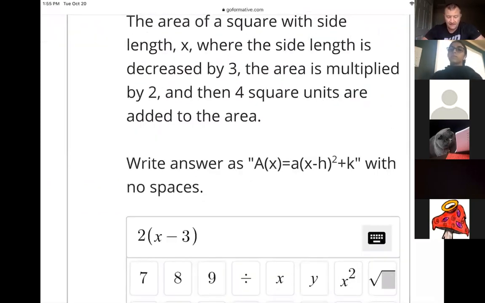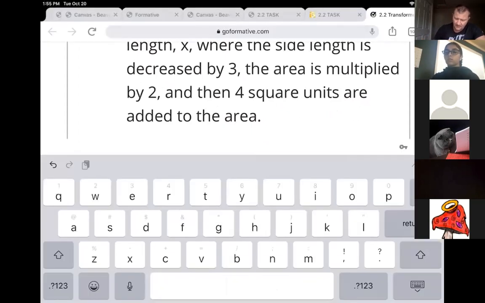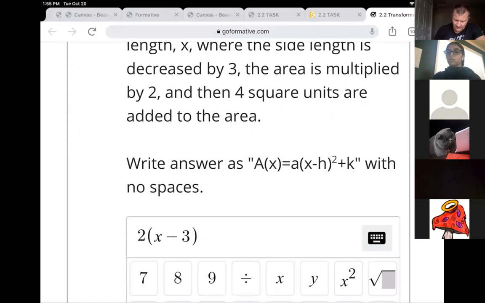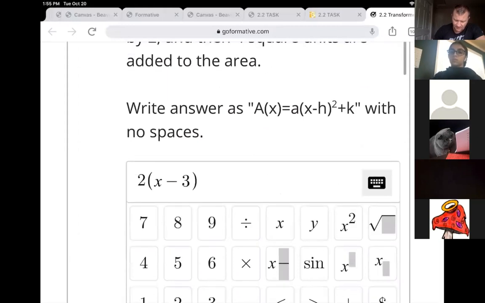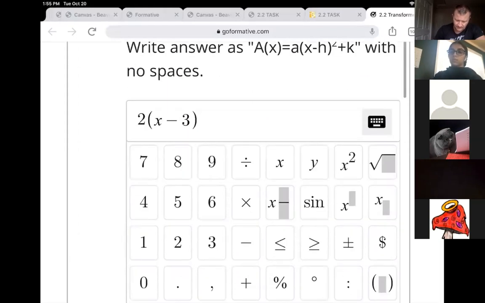And then it says 4 square units are added to the area. What do you think 4 is? There's only one thing left it can be, and that's K. Now, the way I have my answer written here, there's 2 problems with it, okay? You get partial credit, you know where the 2, the 3, and the 4 go. What am I missing? Type it in the chat. What am I missing here?